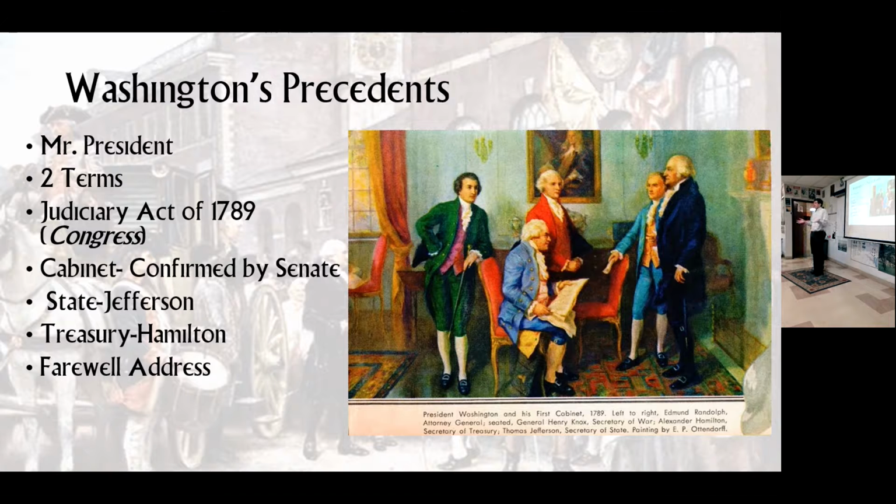They didn't know what advice and consent meant. They have no idea. They just picked it up. There are so many little things in the Constitution. And figure it out later.